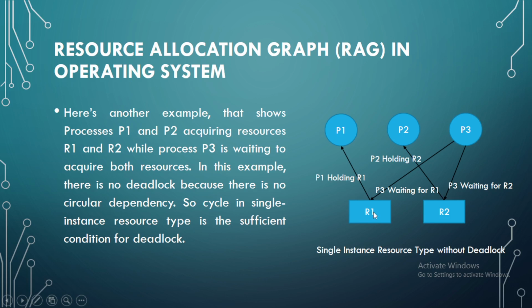Here, resource 1 is held by P1, resource 2 is held by process 2, and process 3 is waiting for R1 and R2. Process 1 does not need any other resources, it holds only R1. If process 1 completes its execution, R1 will be released and allocated to process 3. Process 2 is holding only resource 2 and does not need any other resource. So if process 2 completes its execution, resource 2 will be available and allocated to process 3. So a cycle in a single instance resource type graph is a sufficient condition for a deadlock.